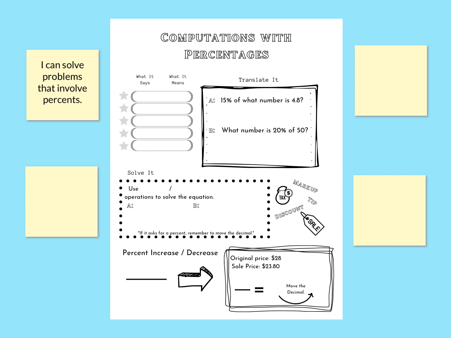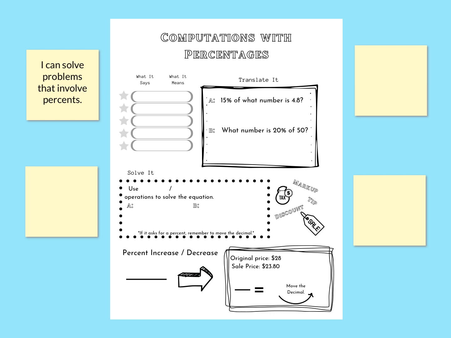Our goal for this lesson is that we can solve problems that involve percents. So let's actually start with some vocabulary. Where it says translate it here in the box, we have these two examples: 15% of what number is 4.8, and what number is 20% of 50. So we keep seeing some of these words again.